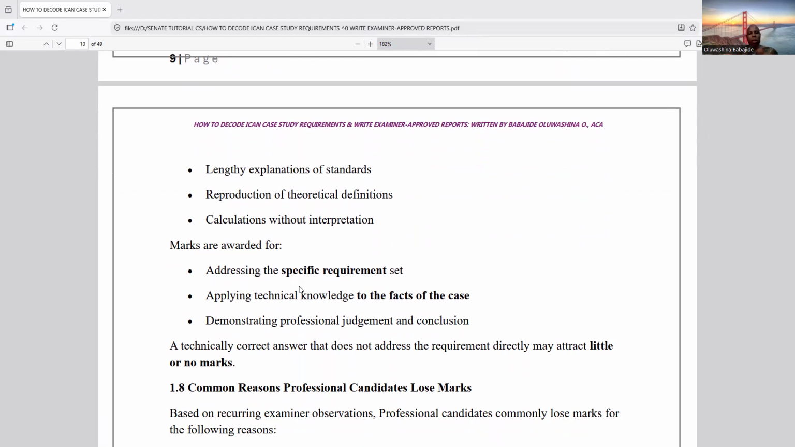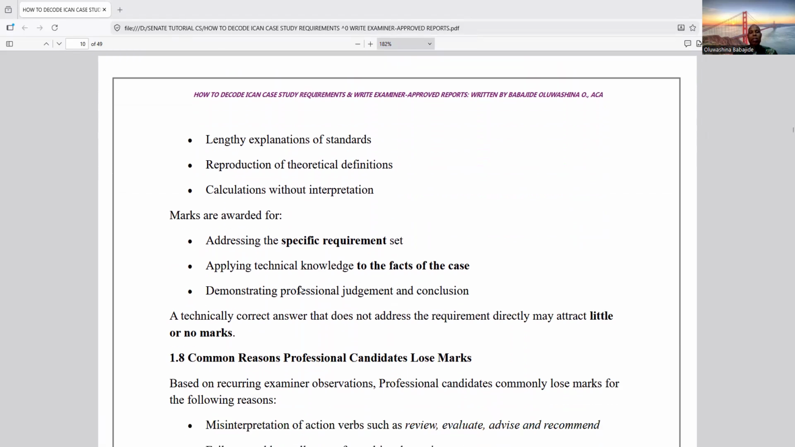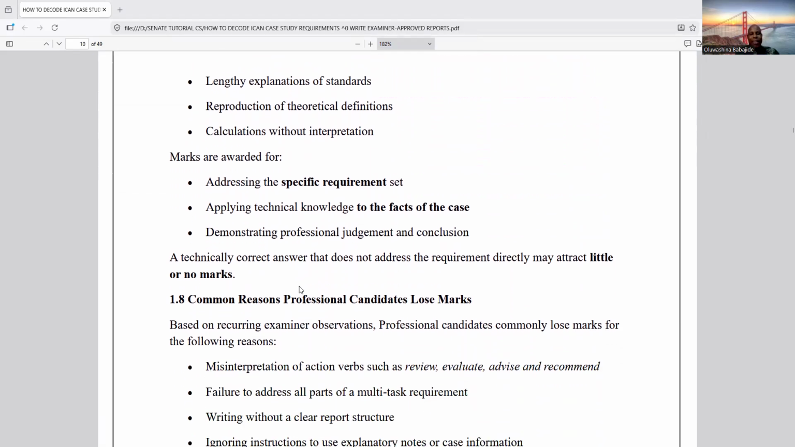They will give you marks for addressing the specific requirements that they set. Then apply technical knowledge to the facts of the case. Then demonstrate professional judgment and conclusion. I said you are there as a professional advisor, and you make conclusions based on the business scenario given to you.